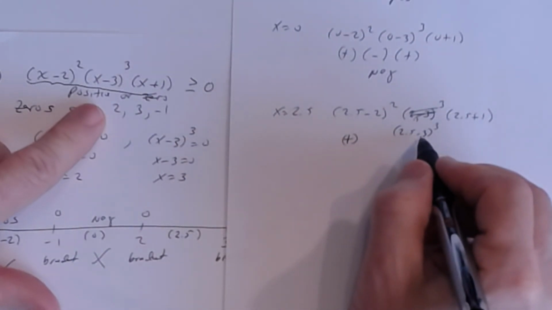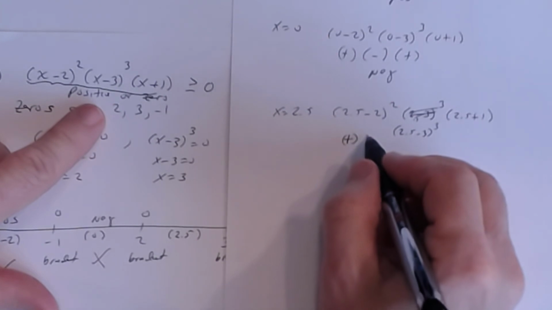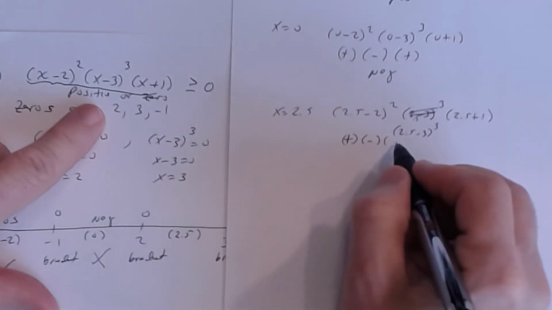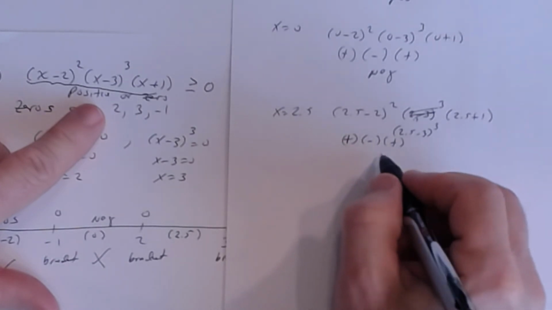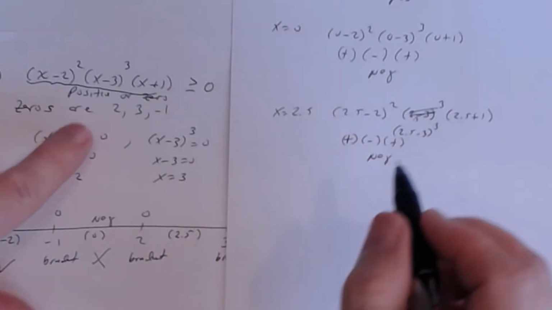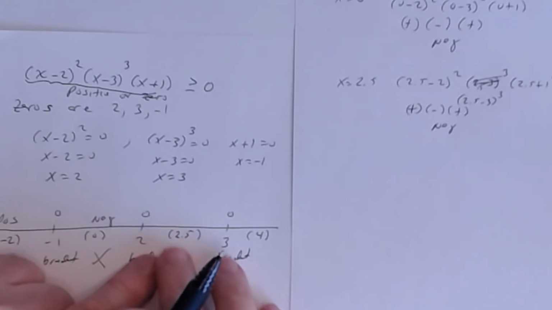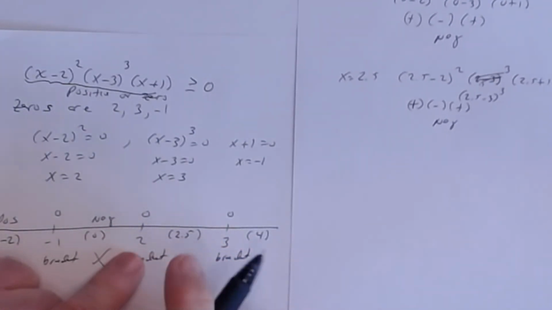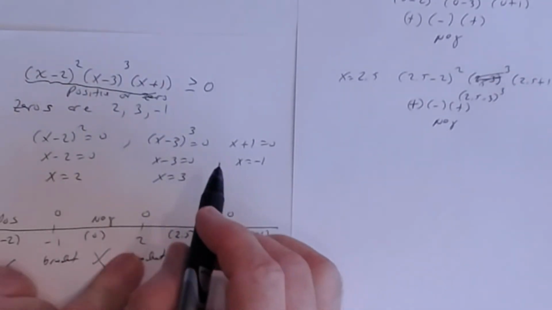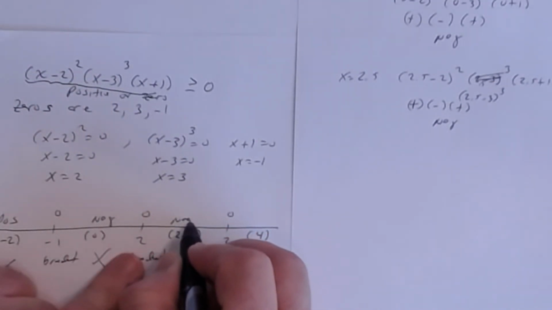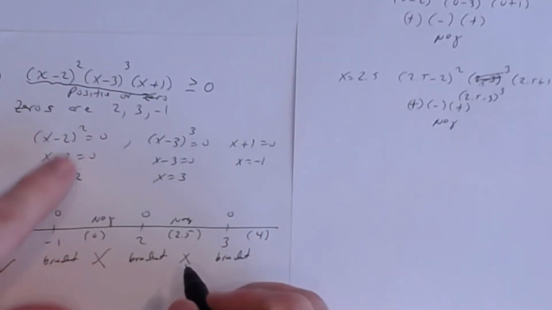2.5 minus 3 is negative. A negative raised to an odd power is negative. 2.5 plus 1 is positive. So a positive times a negative is a negative. A negative times a positive is a negative. So when I choose any real number between 2 and 3, that's going to make this product negative, which is not something I want. Okay?